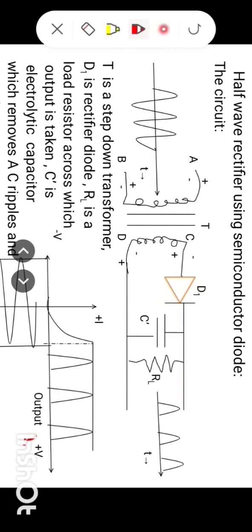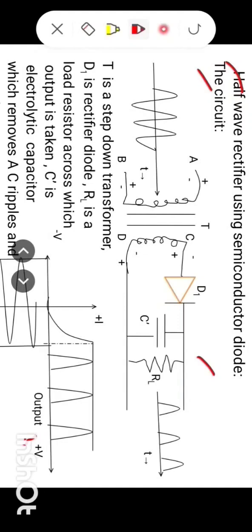Now let us take up half wave rectifier using semiconductor diode. Now how a semiconductor diode can be used as a half wave rectifier, let us see. First we draw the circuit. This is the circuit diagram for half wave rectification using semiconductor diode.